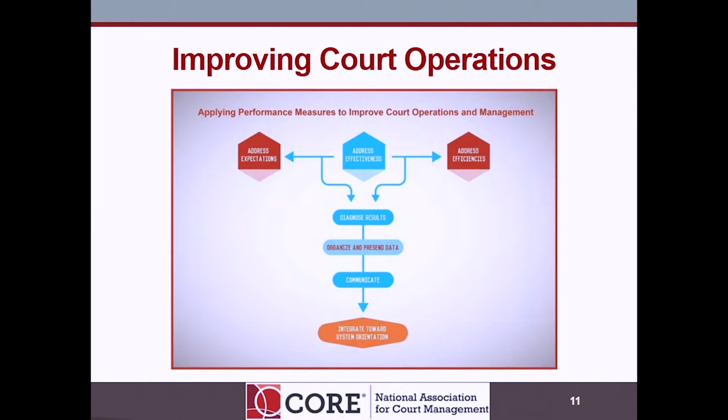So trying to diagnose the results of the measures that you've done, and figuring out what it means. And then we talked a little bit before about organizing that data and communicating it back out, whether you're communicating it to staff or judges. And then actually integrating all of that information into your system orientation.